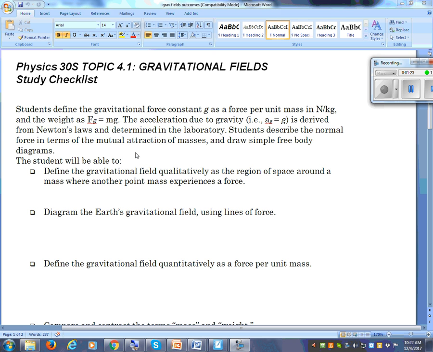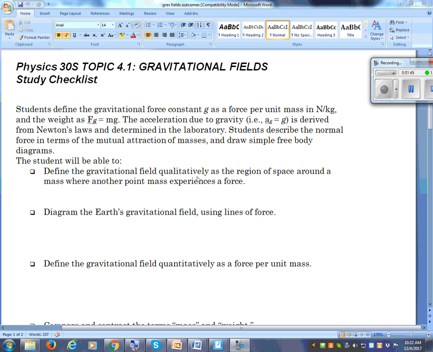Students will define the gravitational force constant as g, a force per unit mass in newtons per kilogram, and the weight, Fg or Fw, is mg. The acceleration due to gravity is derived from Newton's laws and determined in the laboratory. Students describe the normal force in terms of the mutual attraction of masses and draw simple free body diagrams. Students will be able to define the gravitational field qualitatively. What does the word qualitatively mean? It's a big fancy word.